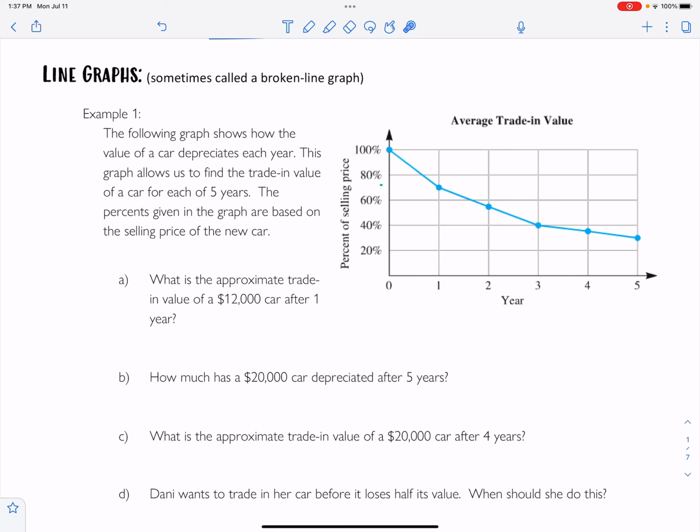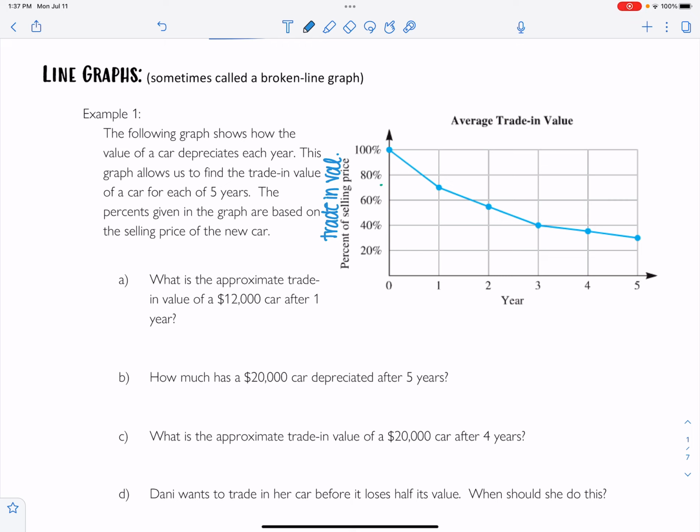So example 1 says the following graph shows how the car value depreciates each year. This graph allows us to find the trade-in value. So I'm going to write that. Allows us to find the trade-in value for each of the 5 years. The percent given in the graph is based on the selling price of the new car. Example 1 says, what is the approximate trade-in value of a $12,000 car after 1 year?